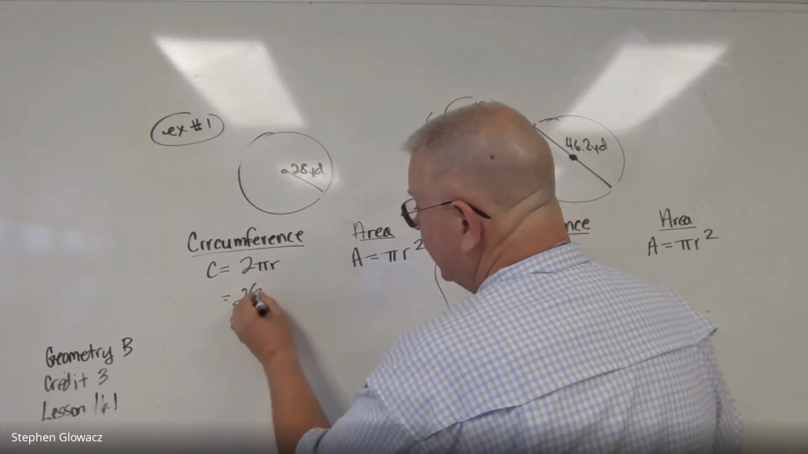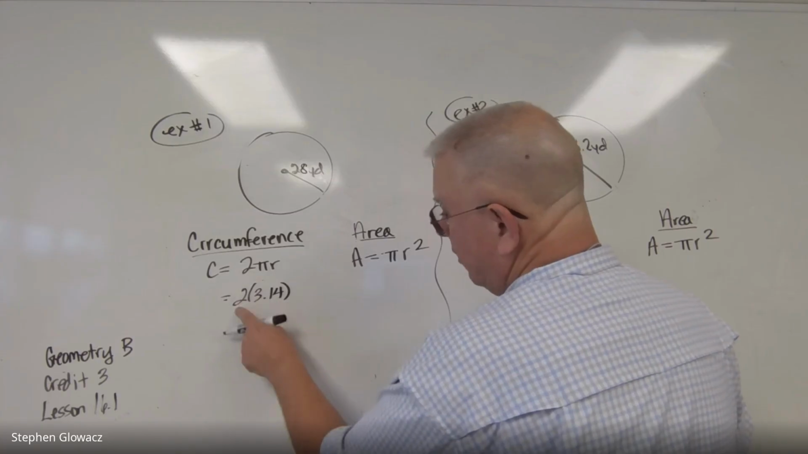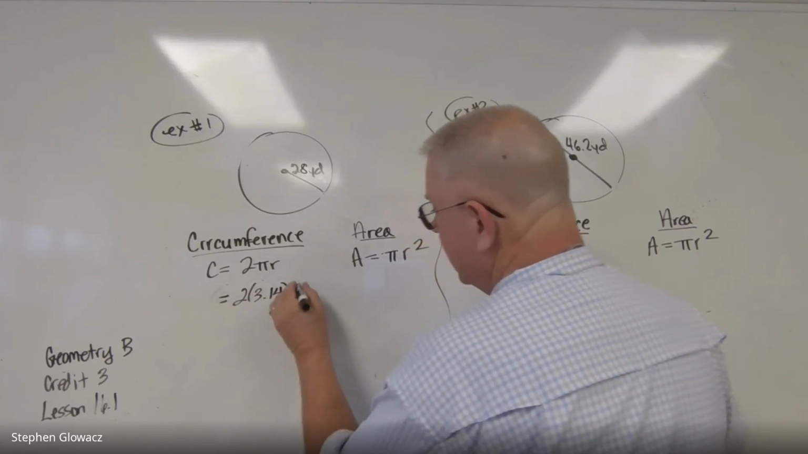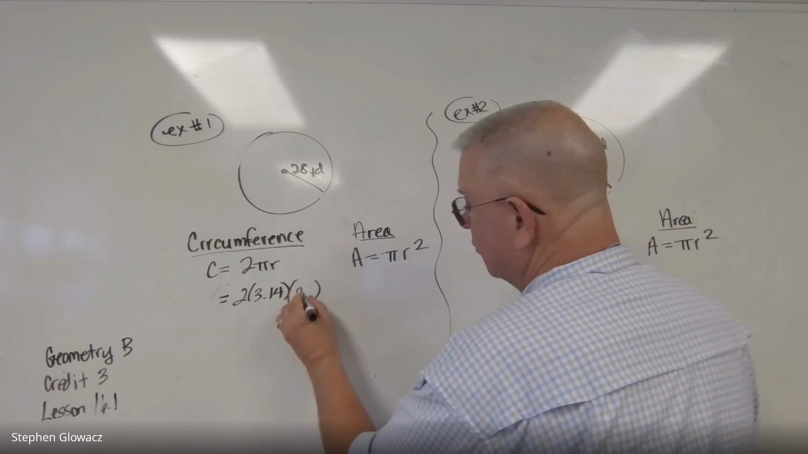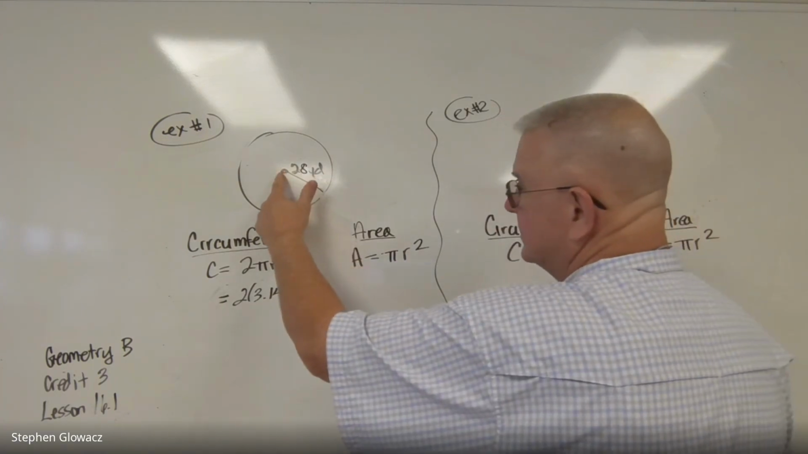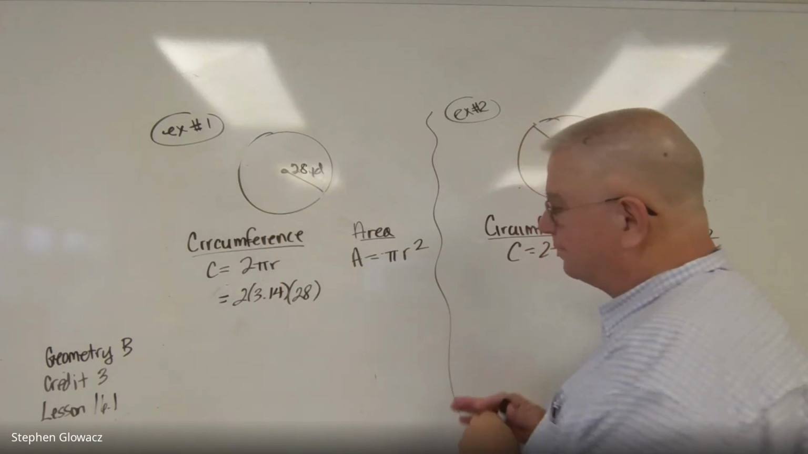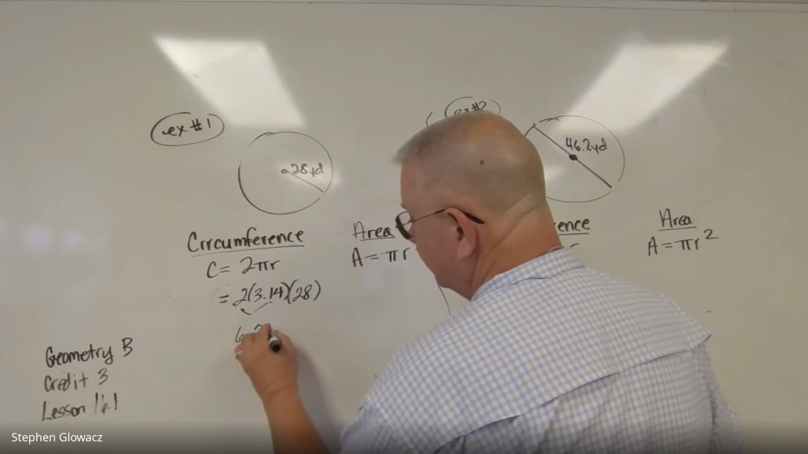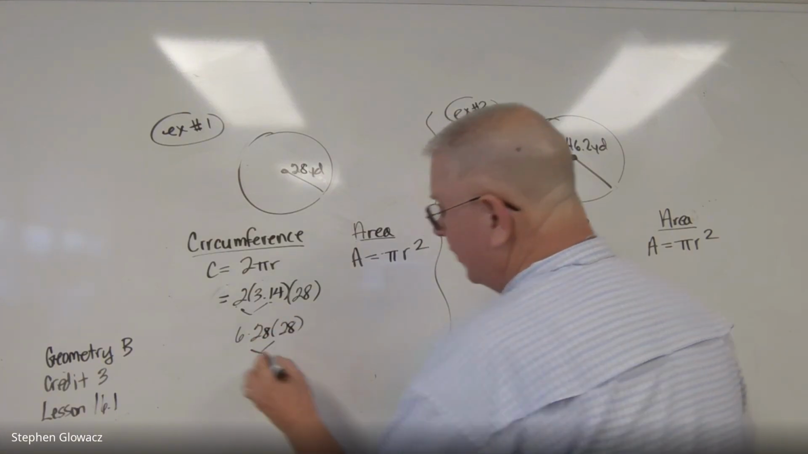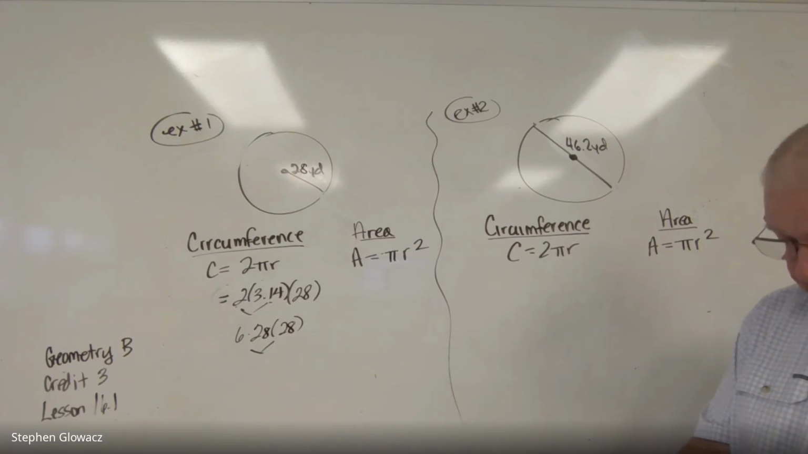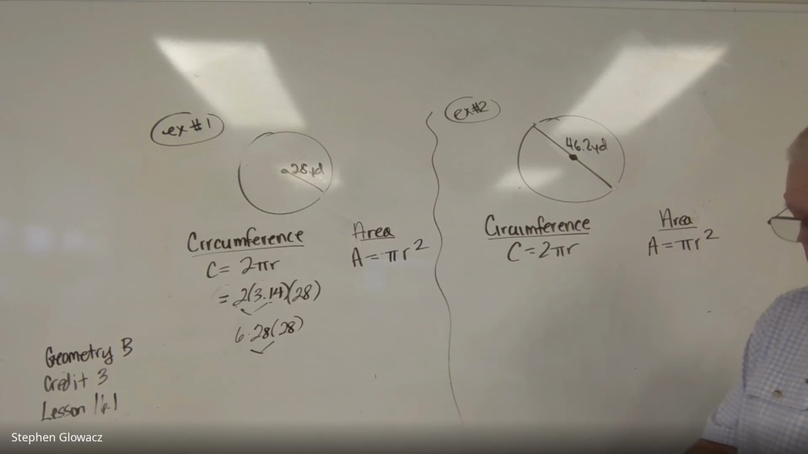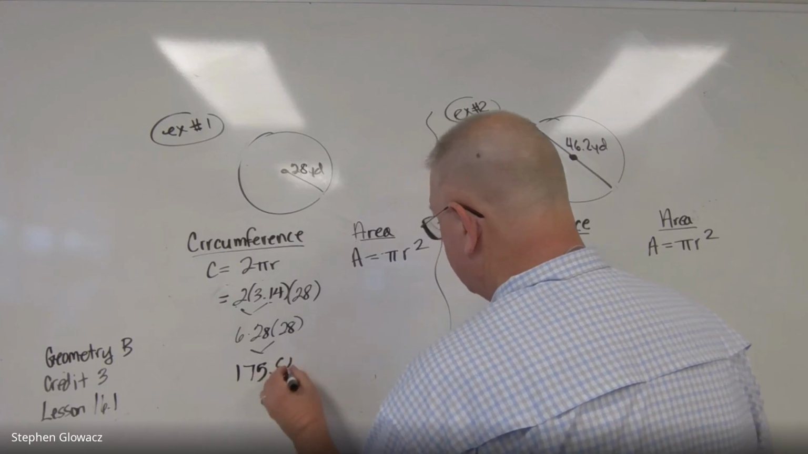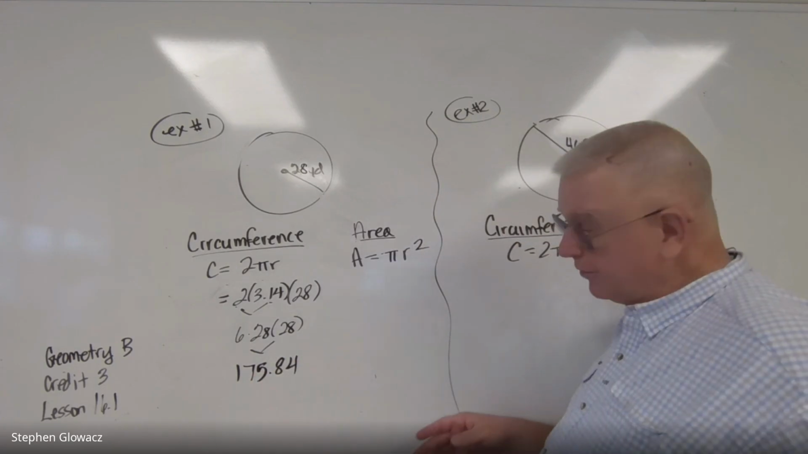So again, pi is 3.14. 2 is just part of the formula, so 2 is always going to be there. Let's make this look a little bit nicer. And the radius, of course, here is 28. Remember, radius is the distance from the center to the edge of the circle. So now we start multiplying. 2 times 3.14 is 6.28. And then 6.28 times 28 gives us 175.84.